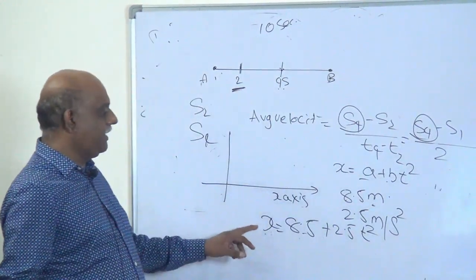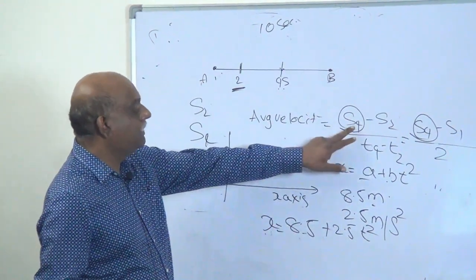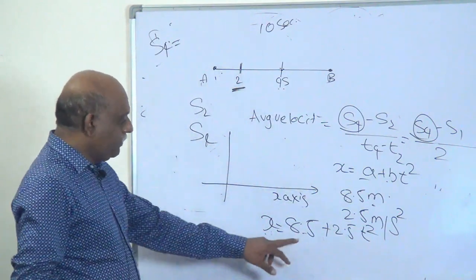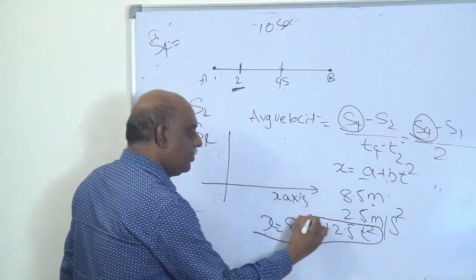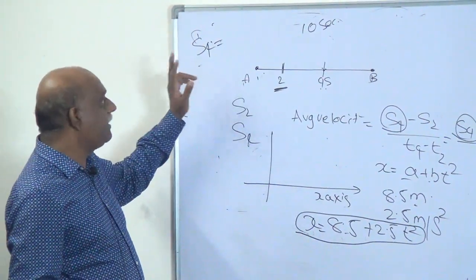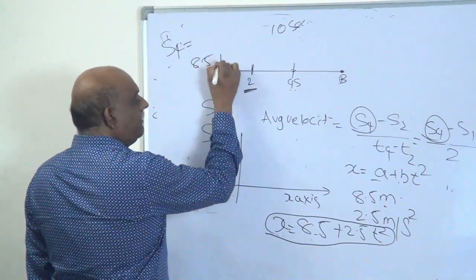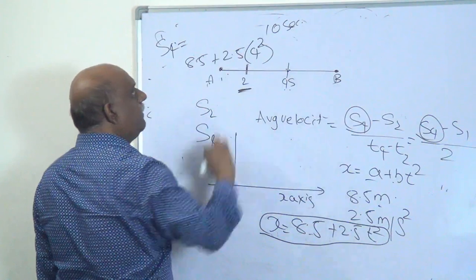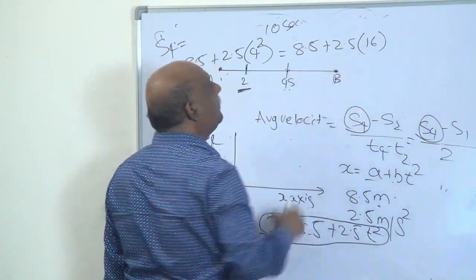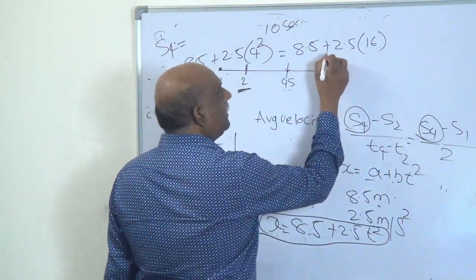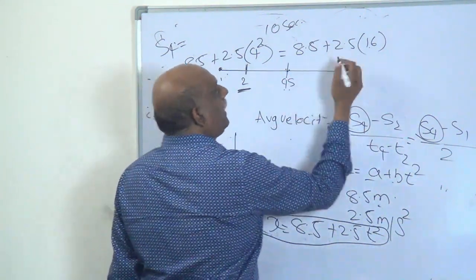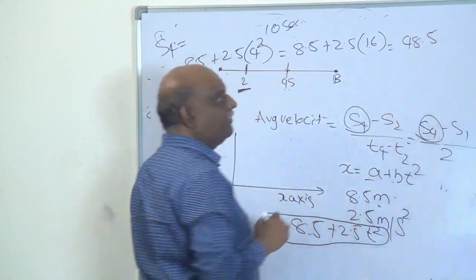First situation, S4, how will you calculate? x is nothing but the distance traveled in reference to the time. So, let us assume the 4th second. We are trying to calculate S4. So, x is equal to 8.5 plus 2.5 t square. So, how much is S4? That is the displacement at the 4th second. It is 8.5 plus 2.5 into 4 square, and that is equal to 8.5 plus 2.5 into 16. So, how much is 16 into 2.5? 16 into 2 is 32, 16 into 0.5 is 8. So, 40. So, this has become 48.5.